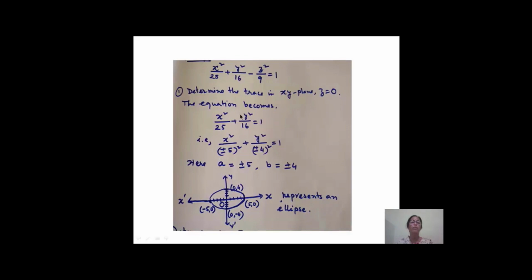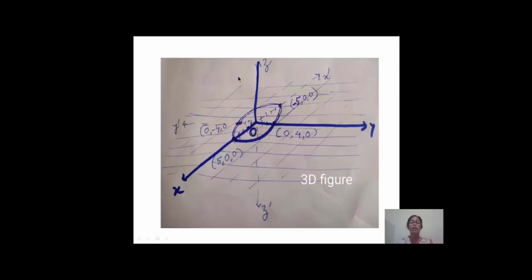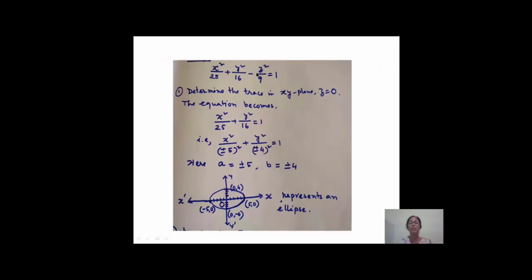Now with the help of one example, x square by 25 plus y square by 16 minus z square by 9 equal to 1, we draw another hyperboloid. First we determine the trace in the xy plane where z is 0. For z equal to 0, only these two terms remain, and the equation becomes x square by 25 plus y square by 16 equal to 1.